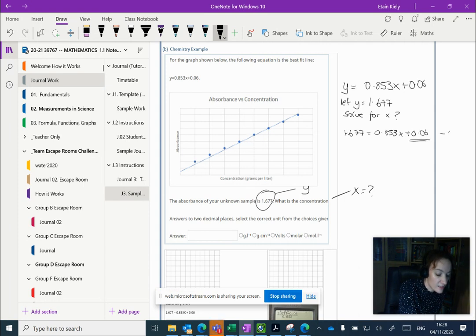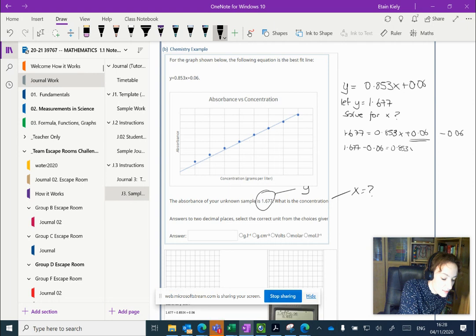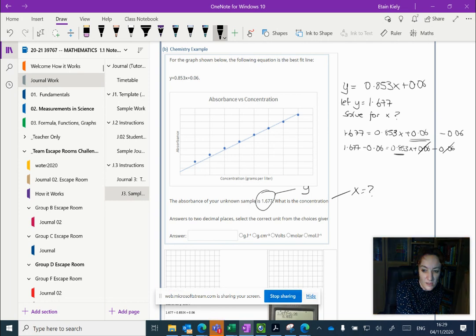So we're going to subtract 0.06 from both sides. So we have 1.677 minus 0.06 is equal to 0.853x plus 0.06 minus 0.06. And that undoes that bit here. The next thing we want to do is undo the 0.853. To undo this, we have to divide both sides. So I'll just write it over here. We're dividing both sides by 0.853. That's what we're doing to both sides.